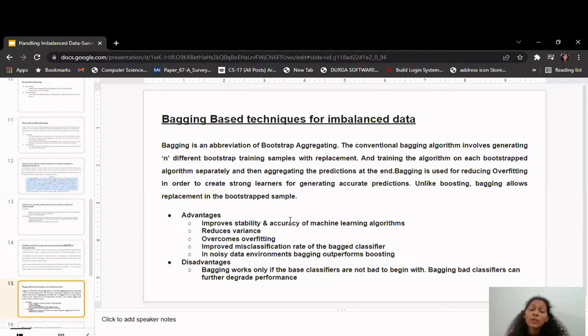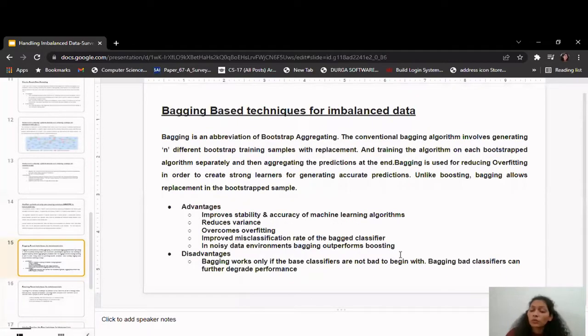So the advantages are that it may improve the stability and accuracy of machine learning algorithms. It reduces variance, and as I told before, it overcomes overfitting and improves the misclassification rate of the bagged classifier. In noisy data environments, bagging outperforms boosting, as told before. And the disadvantage of bagging is that bagging works only if base classifiers are not bad to begin with. Bagging bad classifiers can further degrade the performance.